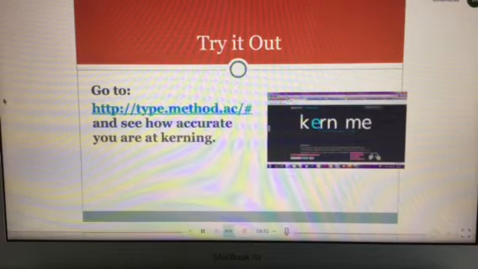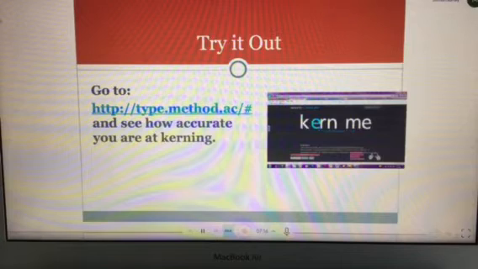Still a little unsure of the difference between kerning and tracking? No worries. On this slide, you'll participate in an activity to see how accurate you are at kerning. Please visit the website listed on the slide. You'll have 10 attempts to try your skills. On your worksheet, please write your final score out of the 10 activities practiced.